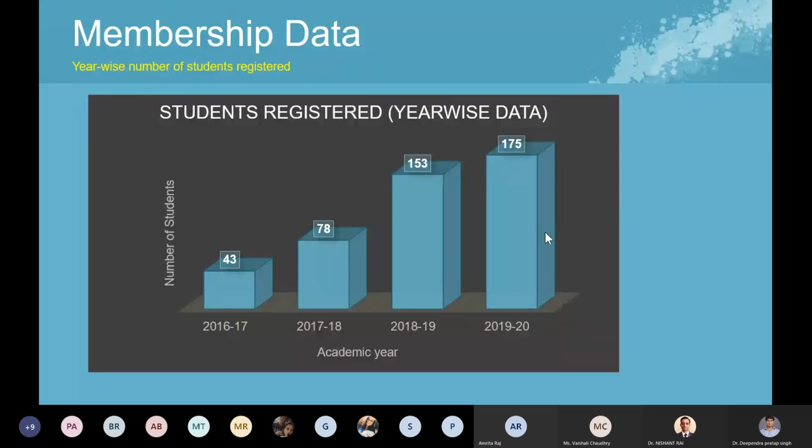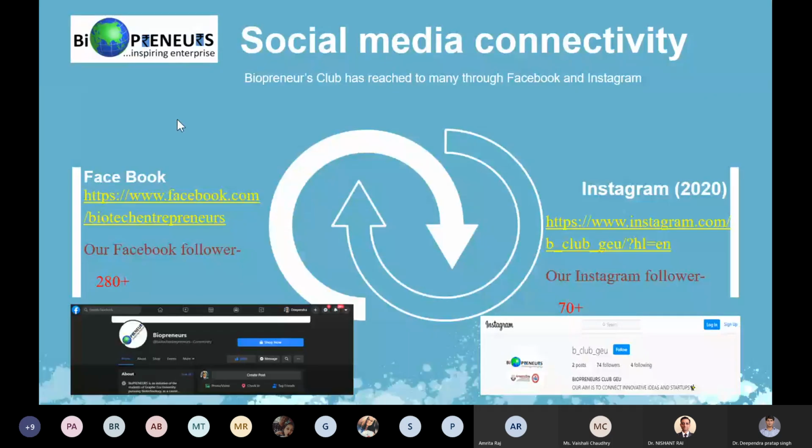Okay, so coming to the membership, our membership has increased from 42 to 175 till date. So it is increasing exponentially every year. We also have our presence on social media, Biopreneurs on Facebook as well as Instagram. On Facebook we have more than 280 followers, and on Instagram, which was recently created in 2020 by the present executive members, it has 70 plus followers, and the followers are increasing day by day.